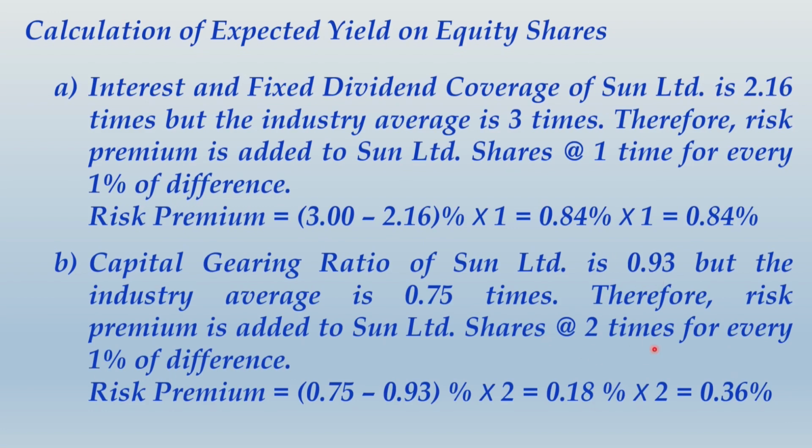And as per the requirement of the question, 2 times of that difference will be adjusted in terms of risk. So that difference is 0.18 over here, and to that difference you multiply 2 times, and finally what you get is 0.36% towards risk adjustment. So we can conclude one thing, 0.36% will be adjusted towards the risk arising because of capital gearing ratio, and 0.84% will be adjusted to the risk arising because of fixed dividend and coverage ratio. So do one thing, write up this content as well, and then we shall move ahead.